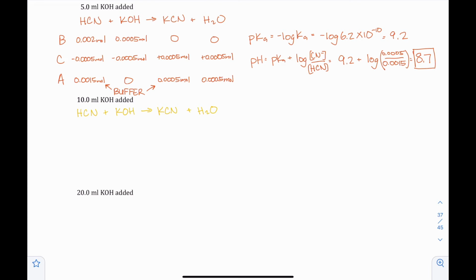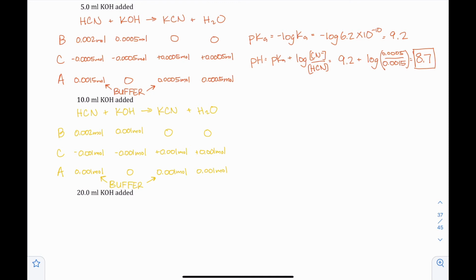Write out the equation for the acid and base reaction. Use a mole box and calculate the moles of HCN and KOH. The HCN in the beaker doesn't change, but you'll need to calculate the moles of 10 mL of KOH added instead of just 5. Use the entire amount of KOH for the change since it gets used up. And notice that at the half equivalence point, we now have equal amounts of the weak acid and its conjugate base.